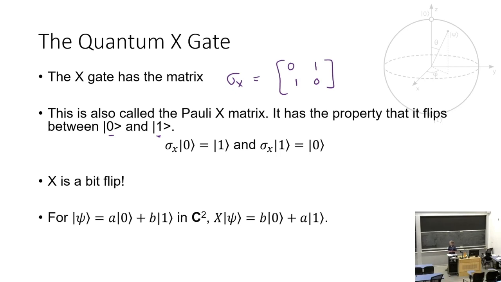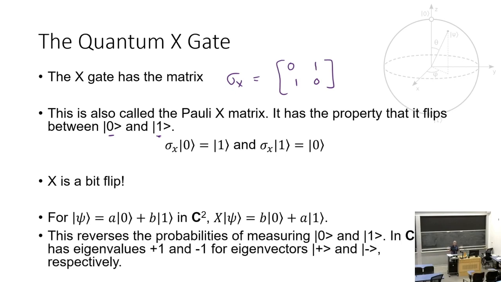And if I have a quantum state that's in superposition, so A|0> plus B|1>, then applying X to that superposed quantum state flips the probabilities for 0 and 1. So it flips A and B. So the probabilities of measuring 0 and 1 end up being flipped. And if we think about the eigenvalues for this quantum gate, they're +1 and -1 for the eigenvectors, plus and minus respectively.